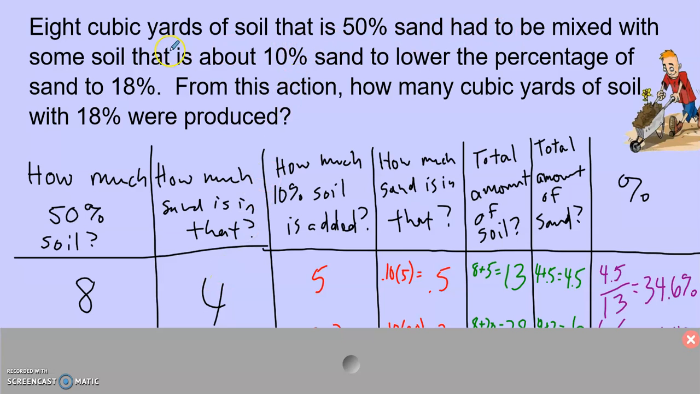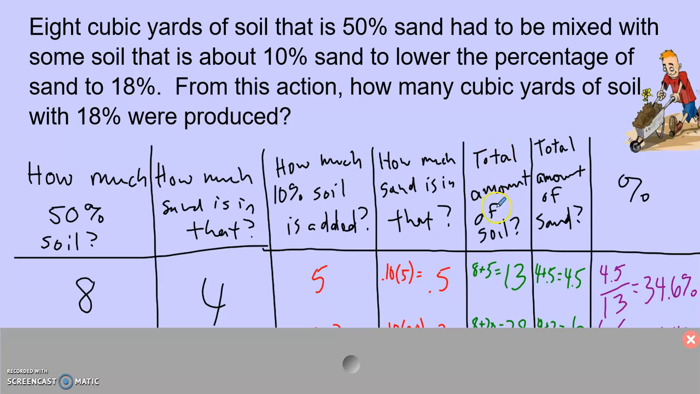Then I'm just going to guess how much of this 10% soil should I add? How much 10% soil is added? And this is just a guess. I'm going to try the number 5 because why not? Then I figure out how much of that 5 cubic yards is actually sand. Well, it's 10% sand, so I just do 10% of 5 to get that there are 0.5 cubic yards of sand as a part of this.